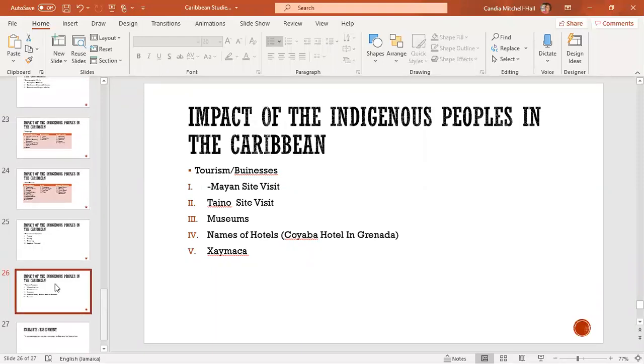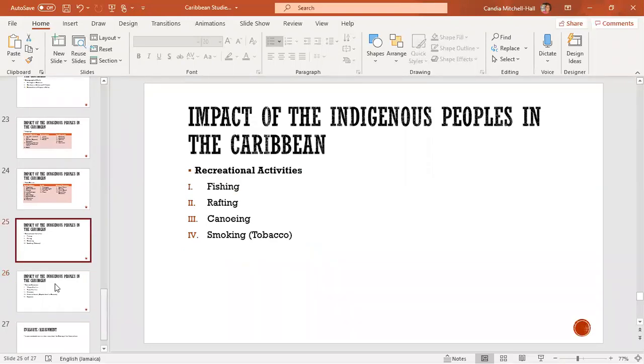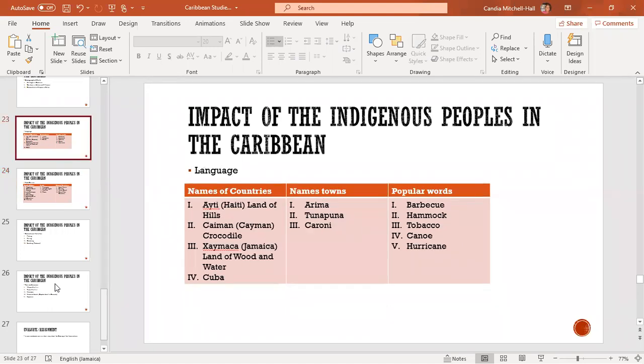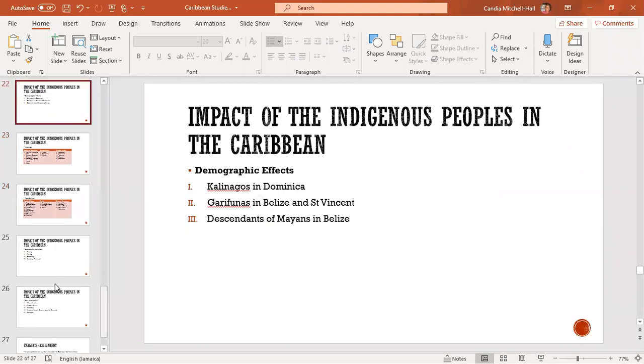And so these are some of the influences of the indigenous people. They influence today our tourism, our business sector in terms of names and places to visit, recreational activities. We still do quite a lot of these recreational activities, especially the smoking for some people. Food and cuisine, popular dishes, fruits, ground provision, still influence it. Language, names of countries, names of towns, popular words.